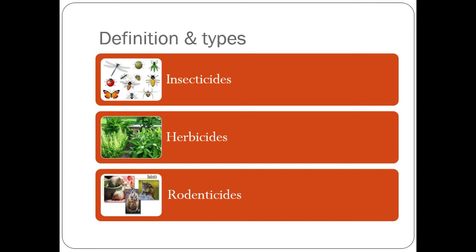So we can classify pesticides into insecticides, which are directed to insects, either small or large; herbicides, which are directed to herbs; or rodenticides, which are directed to rodents, which represent small animals like rats, mice, and these different types of rodents.